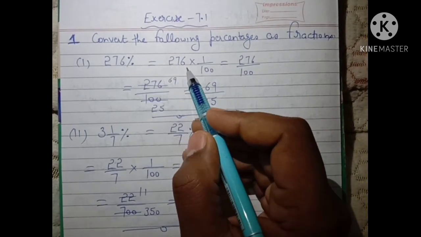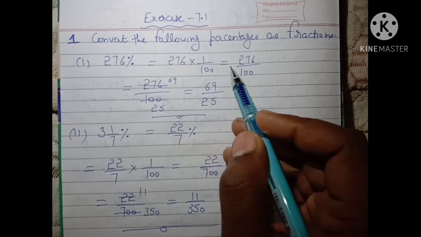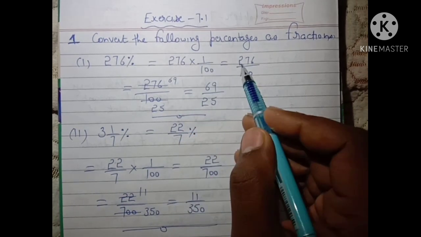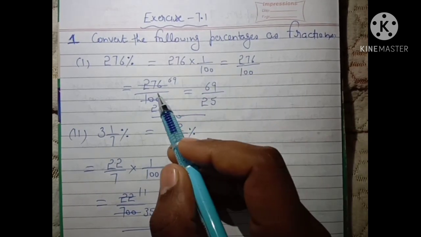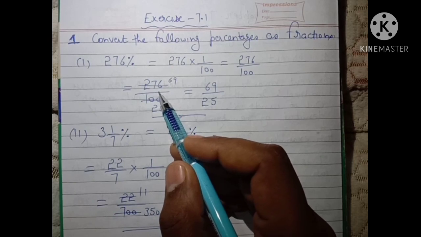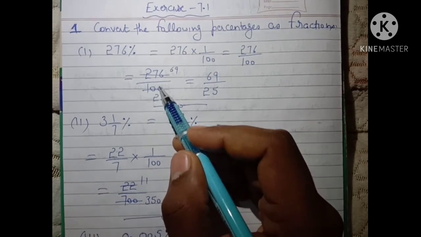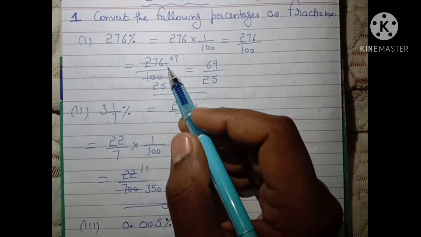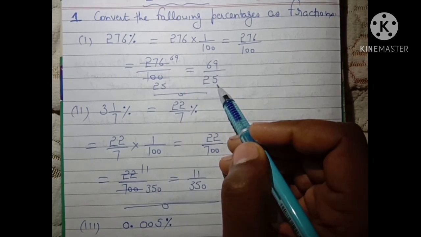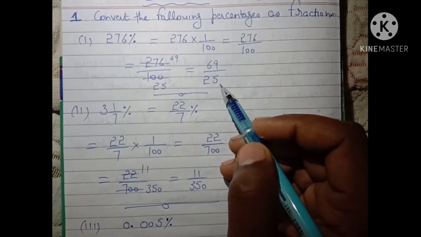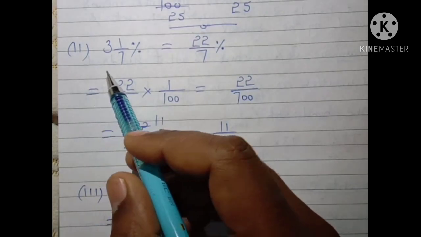So next is 276 into 1 by 100, and it will become 276 into 1 is 276 over 100, and after doing a little calculation, it divides by 4 on both terms, and it will become 69 by 25. So this is the solution. So okay, now see the second part.